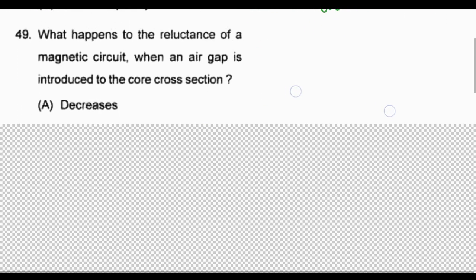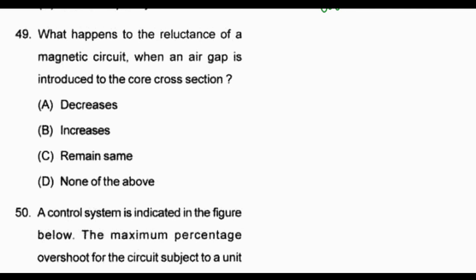Next question is, what happens to the reluctance of a magnetic circuit when an air gap is introduced in the core cross section? Air gap has more reluctance in comparison to that of iron or any magnetic material. So reluctance will increase if we introduce an air gap.